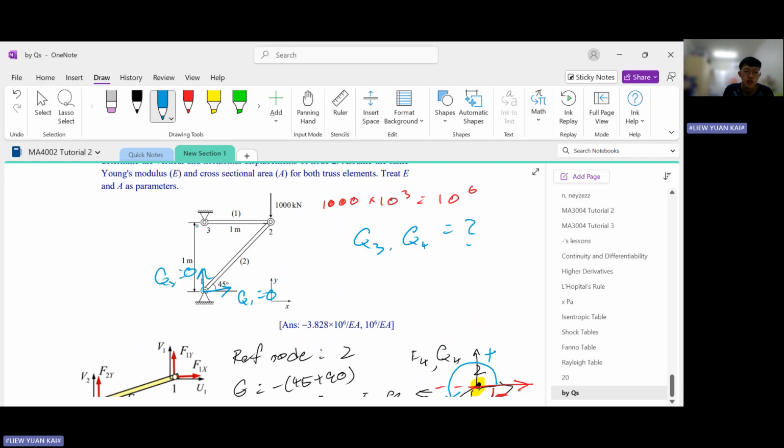Now, take a look at node 3. Node 3 faces the same thing. It's being built into the ceiling, right? So it's not allowed to displace horizontally, okay? So it cannot move left and right. And it cannot also displace vertically. So it cannot move up or down. Therefore, we know that Q5 and Q6 are actually 0.